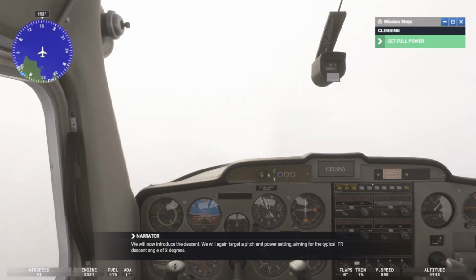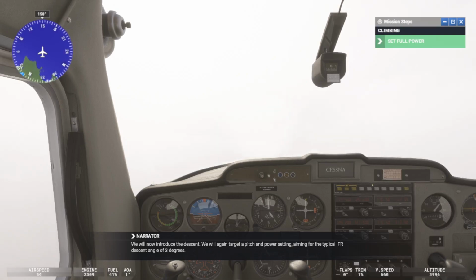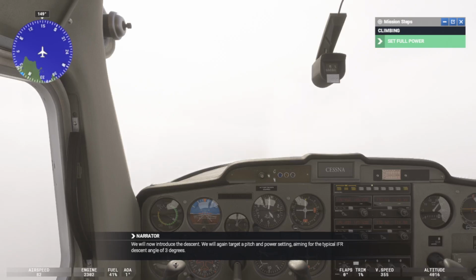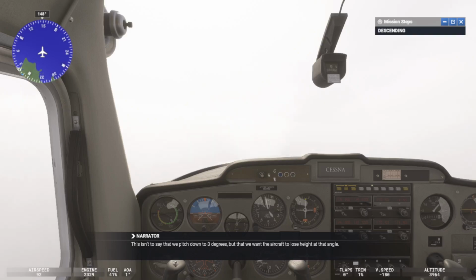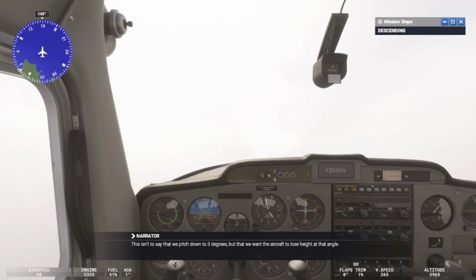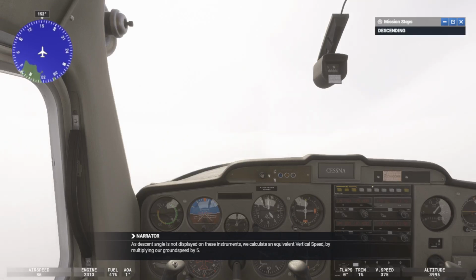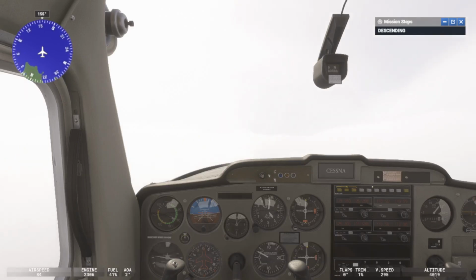We will now introduce the descent. We will again target a pitch and power setting, aiming for the typical IFR descent angle of 3 degrees. To transition from level flight to a 3-degree descent, we lower the nose by around 3 degrees, as you might expect. This isn't to say that we pitch down to 3 degrees, but that we want the aircraft to lose height at that angle. As descent angle is not displayed on these instruments, we calculate an equivalent vertical speed by multiplying our ground speed by 5.